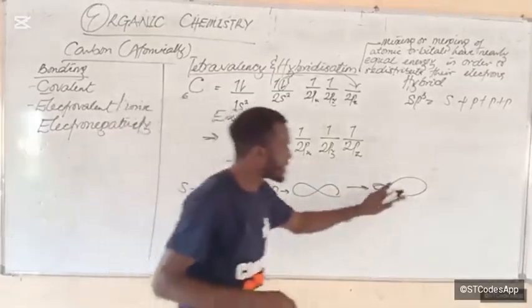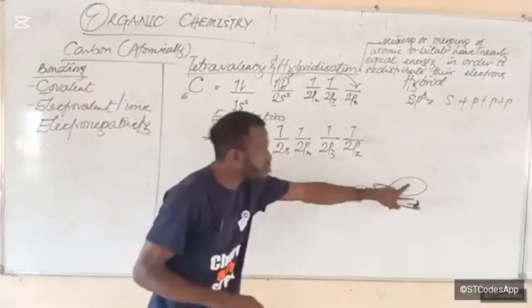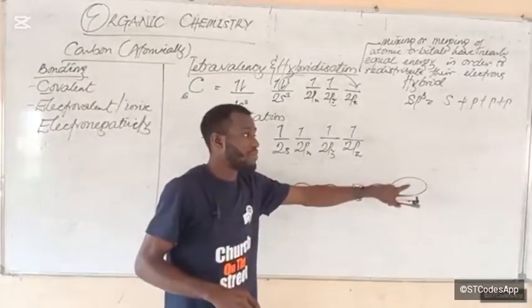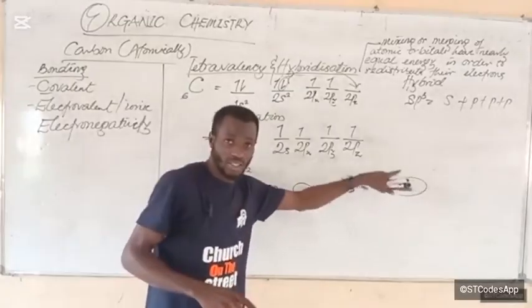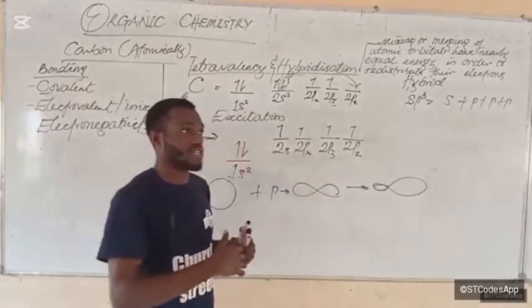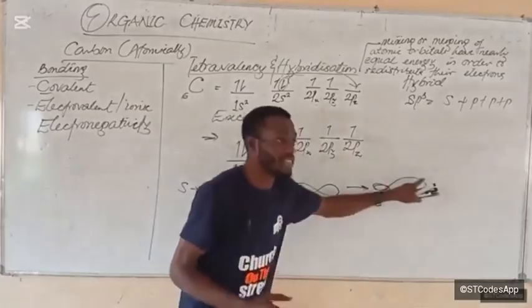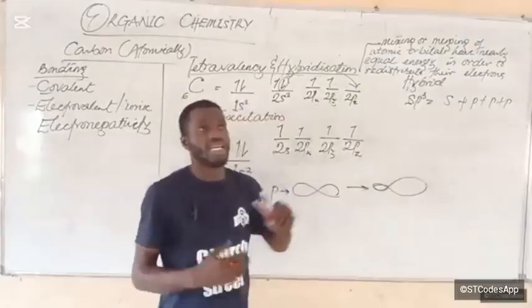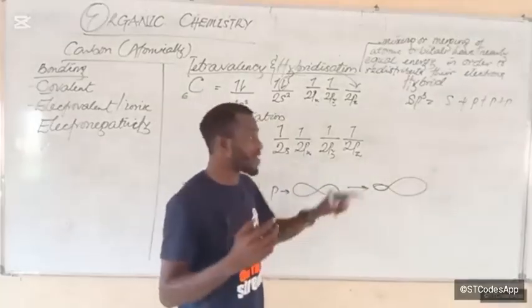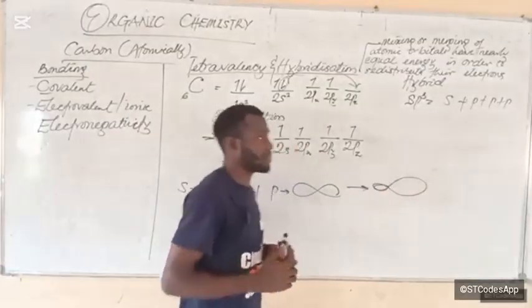And notice that the dominating orbital is the one that has the larger share in this lobe. Does that make sense? That is, the chief orbital is going to be the one that will take this larger lobe. And at the end of the day, it means that electrons will be found on the larger lobe.